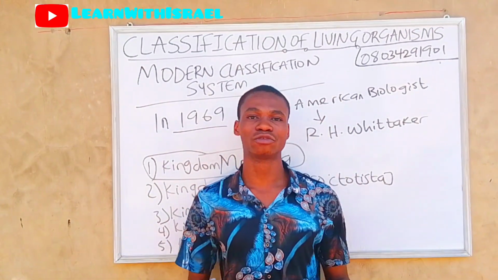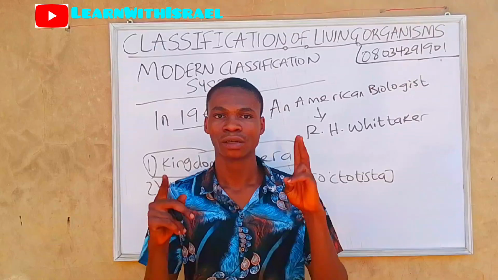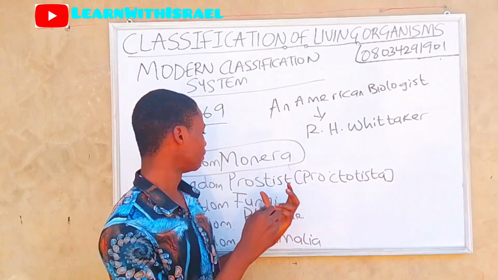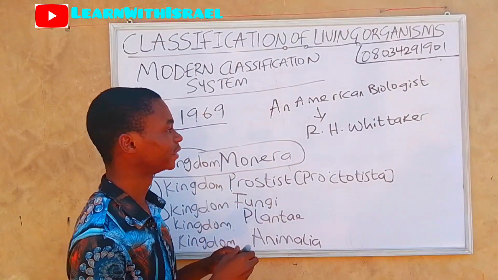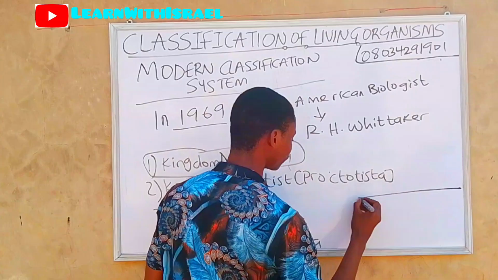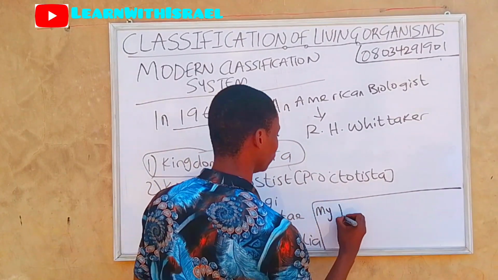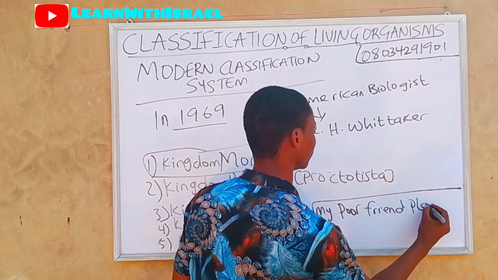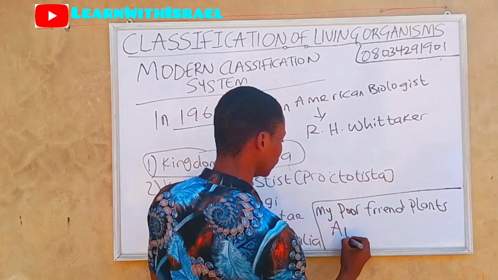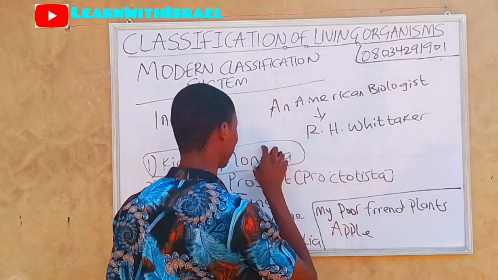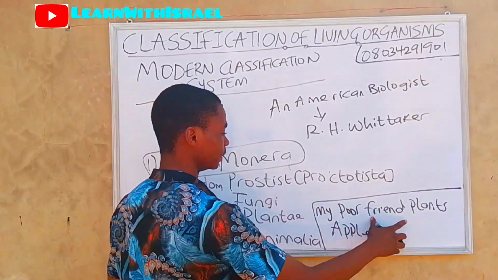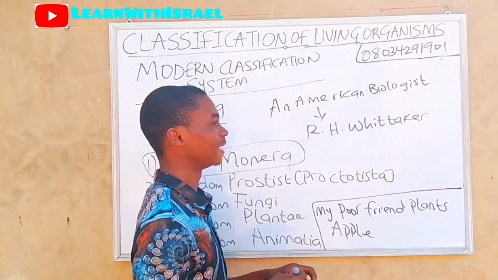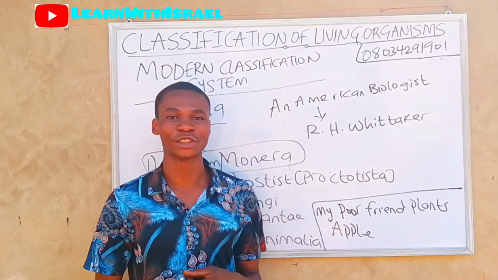So we are moving now to practice questions. I remember that I want to give you guys a mnemonic to remember these 5 kingdoms, and it is called My Poor Friend Plant Apple. My represents Monera, poor represents Protist, friend represents fungi, plant represents Plantae, while apple represents Animalia. So guys, let's move to practice questions.